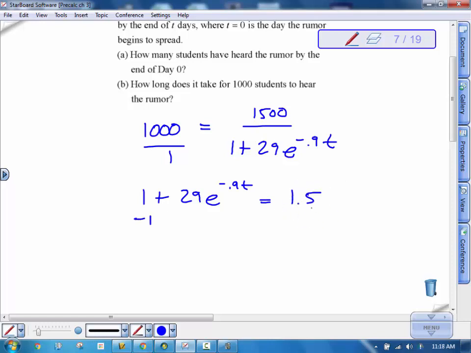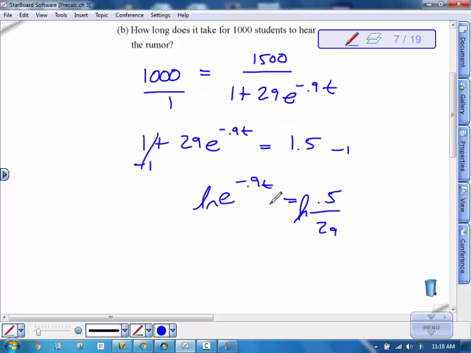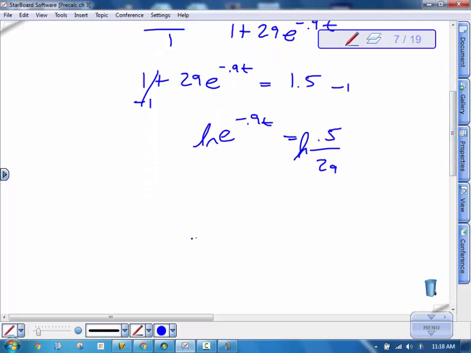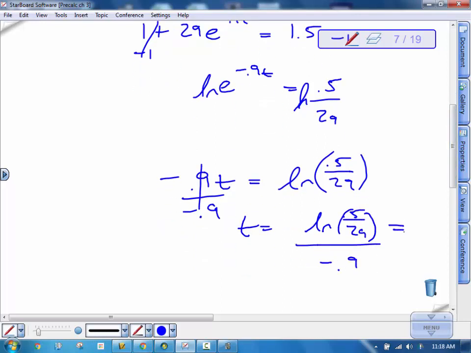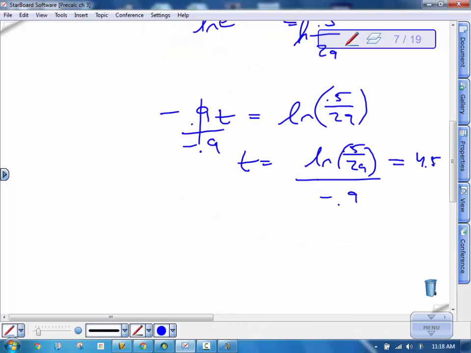And then I subtract 1 from that. So that gives me 29e to the negative 0.9t equals 0.5. Divide both sides by 29. And then take the natural log of both sides, or put it in log form, either way gives you the same thing. It gives you negative 0.9t equals natural log of 0.5 over 29, and then divide both sides by negative 0.9, and you get t equals natural log of (0.5 over 29) divided by negative 0.9, which will be about 4.5 hours. You go ahead and solve that in your calculator.